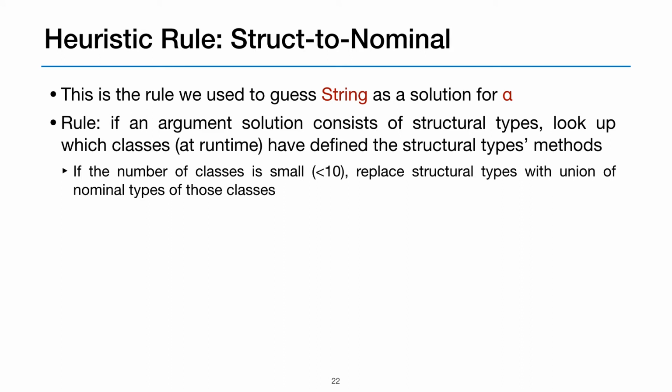Now the guess we just made actually follows a heuristic rule we wrote called struct to nominal. The rule, stated here in English, says that if an argument solution consists of structural types, look up which classes at runtime have defined the structural types' methods. If that number of classes is small, then we replace the structural types with the union of nominal types of those classes. And this allows us to replace structural types, which can be hard to read, by nominal types.